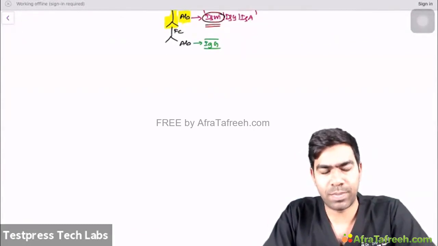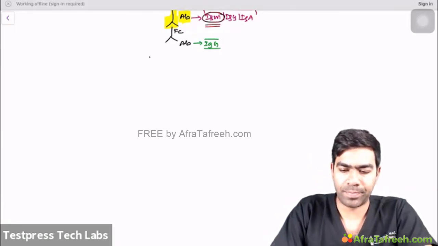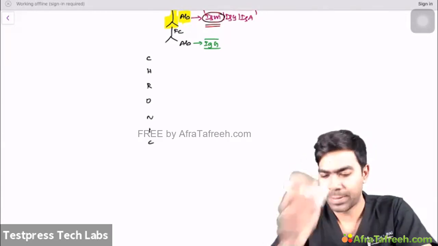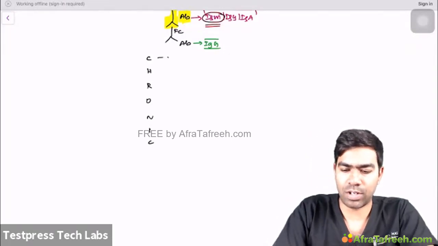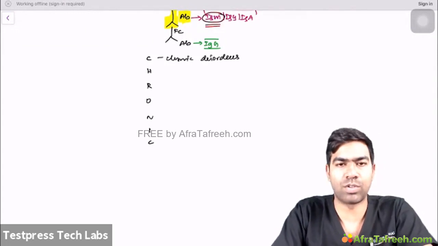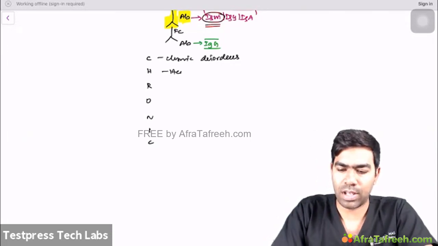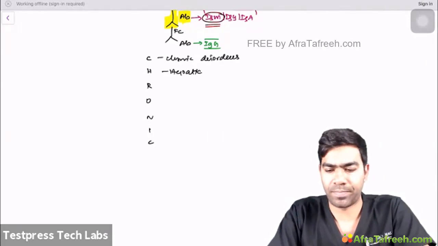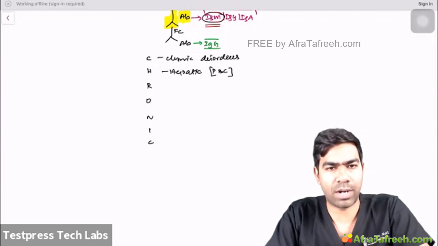As I told you, it's not specific in the sense that it can be seen in many other conditions, right? So usually the mnemonic for the conditions where you can see rheumatoid factor positivity is CHRONIC. C stands for any chronic disorders. Many chronic disorders can produce rheumatoid factor positivity, although in a little bit lower titers. Then H stands for hepatic problems, like primary biliary cirrhosis. PBC can have rheumatoid factor positivity.